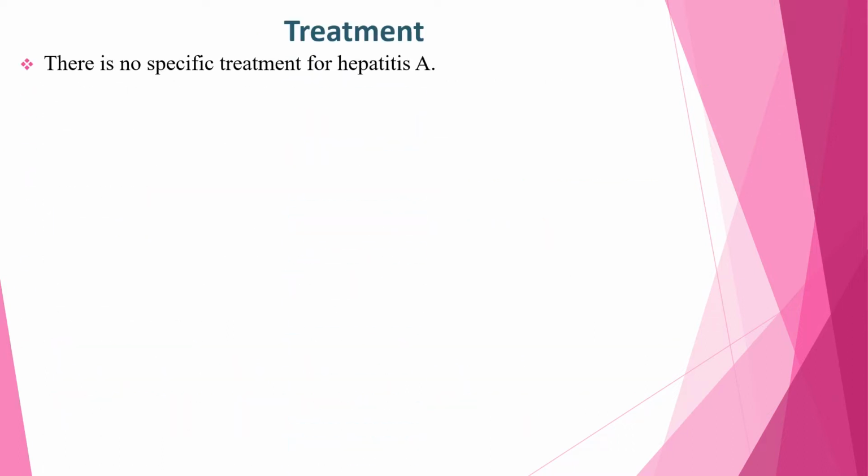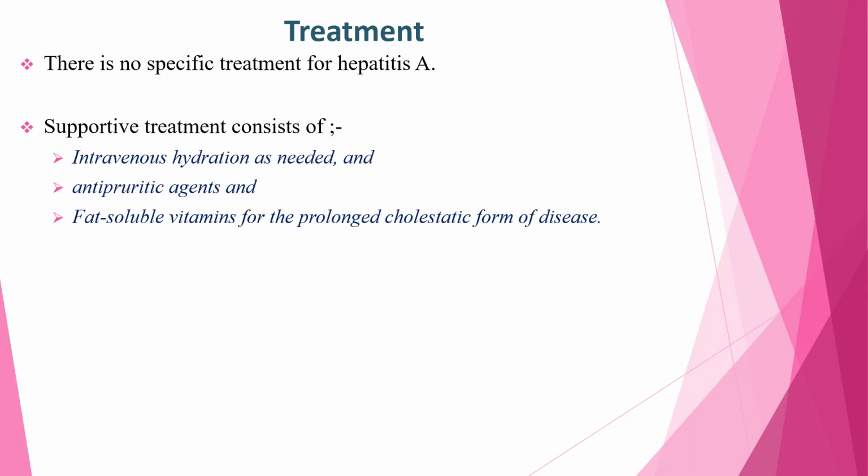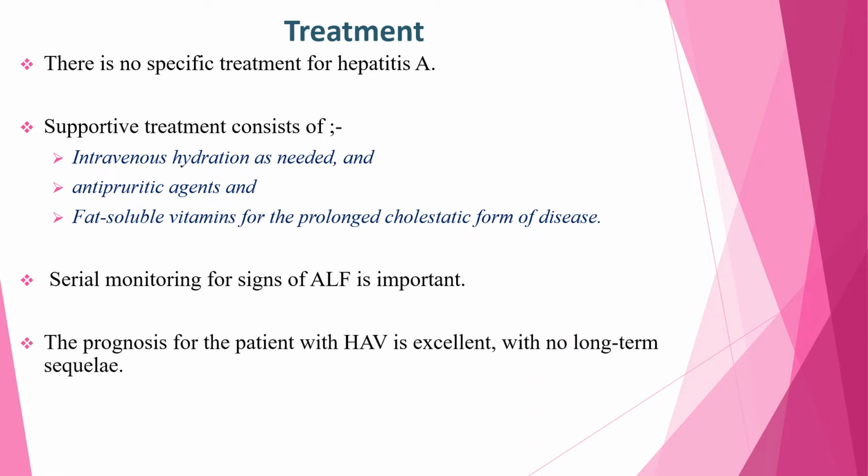Regarding treatment of hepatitis A, there is no specific treatment for hepatitis A virus. Supportive treatment consists of hydration, antipruritic agents, and fat-soluble vitamins for the prolonged cholestatic form, as we have said above. Serial monitoring for signs of acute liver failure, which is less likely to appear, is still important. The prognosis for patients with hepatitis A virus is excellent, with no long-term sequelae. The only feared complication is a rare occurrence of acute liver failure.